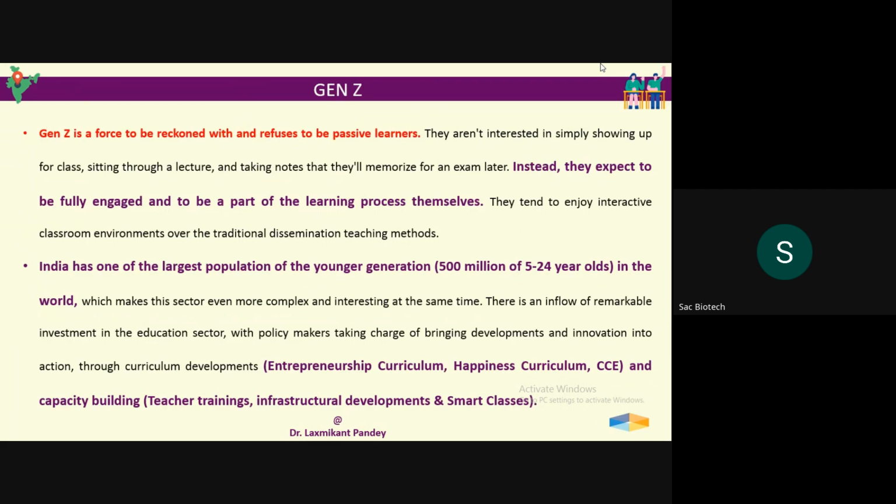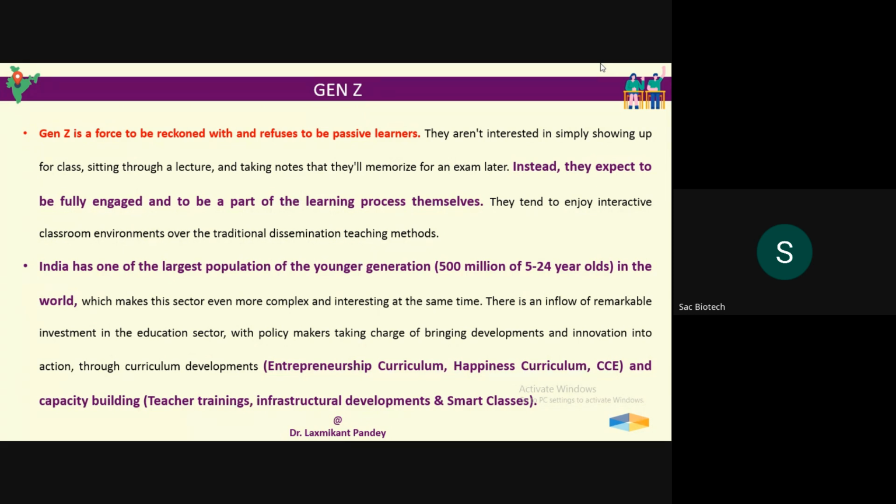Now, as I said, today's generation Z refuses to be a passive learner. He wants to be an active learner, which means he wants to be involved in the teaching methodology. So in that case, we definitely cannot 100% rely on the chalk and talk method, the conventional method. Whatever methods I mentioned earlier, we need to use one of them to disseminate the information and knowledge to today's generation of students. That's why it is important.